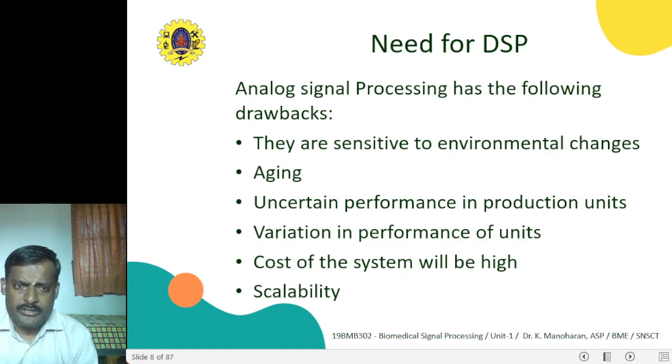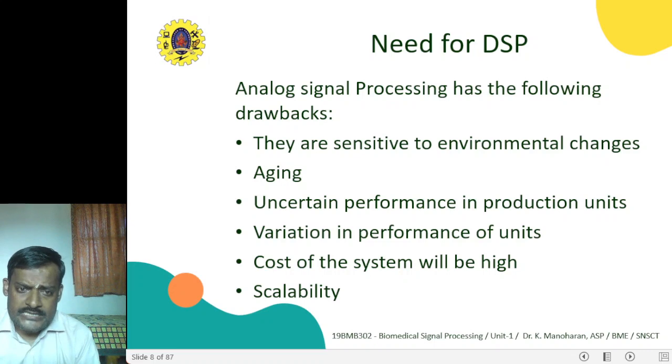The need for digital signal processing: analog signal processing has the following drawbacks. First one, they are sensitive to environmental changes. That means whatever the changes in environmental temperature, for example, if it is at 0 degrees Celsius instead of normal room temperature, the entire performance will change, because the conduction of current depends on free electrons. Due to temperature variation, due to the negative temperature coefficient, the free electrons will vary, and automatically the performance will vary. Second, aging. If you take any components, due to aging, the performance will degrade in analog.